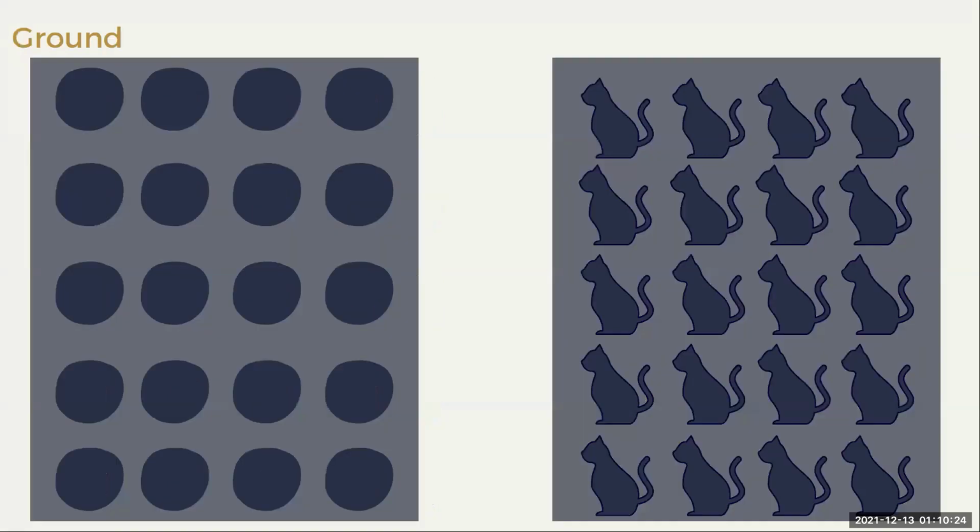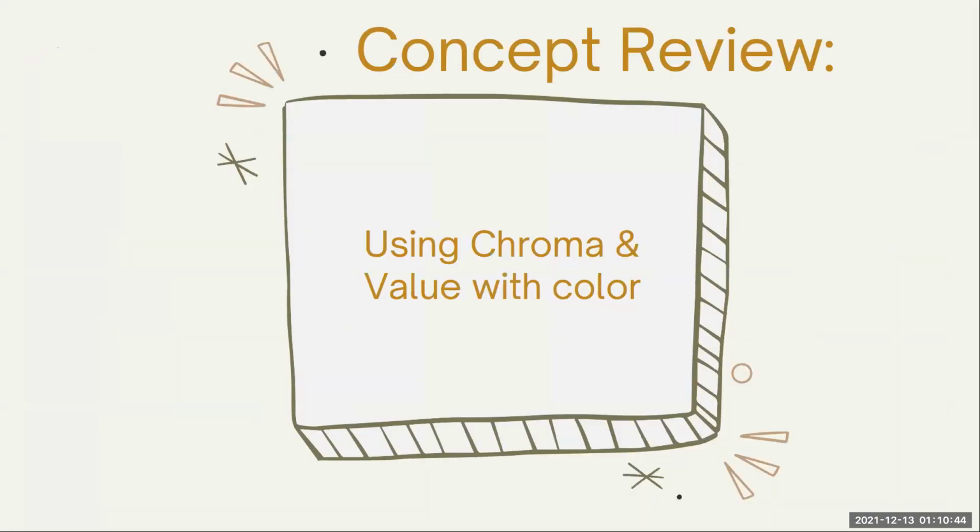The ground is the area behind the figure. It's sometimes hard to notice it if the ground is pure white. So I recommend using either a gray, tinted, or toned background in order to really understand how the relationship between the figure and ground influences how viewers see your work.